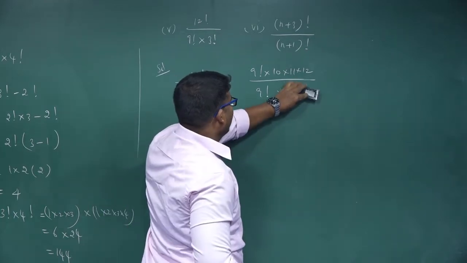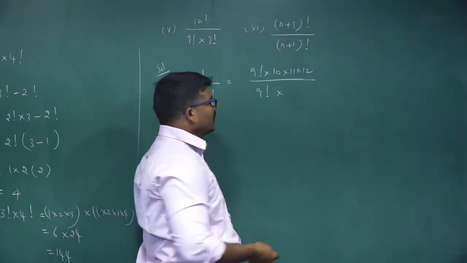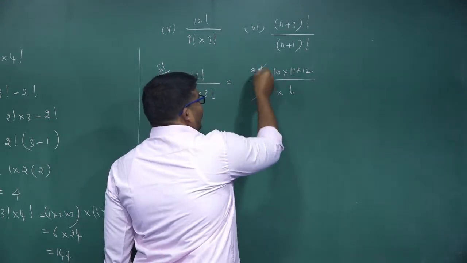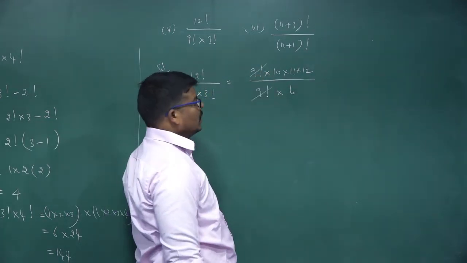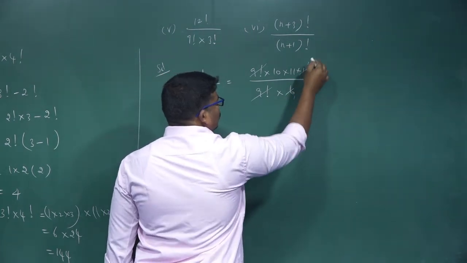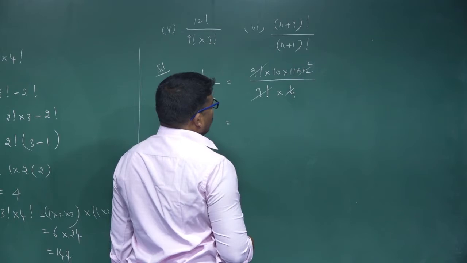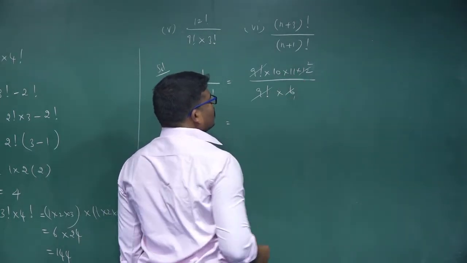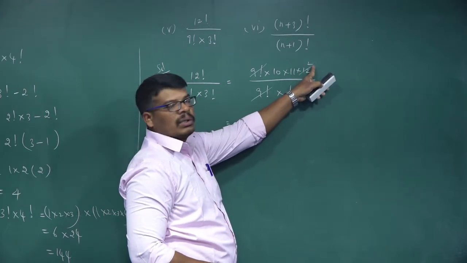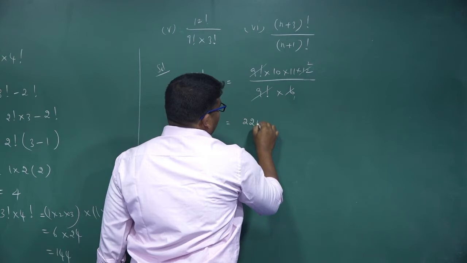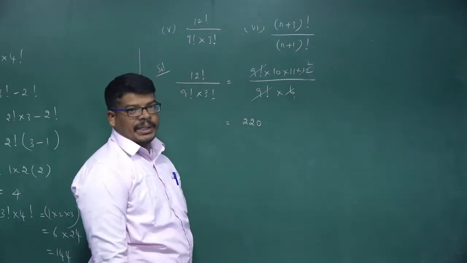3 factorial value you already know: 1 into 2 into 3 is 6. Now cancel the 9 factorial values. Next, 6 and 12: 1 6 is 6, 2 6s are 12. Remaining values 10 into 11, 11 into 2 is 22, 22 into 10 is 220. The answer is 220.